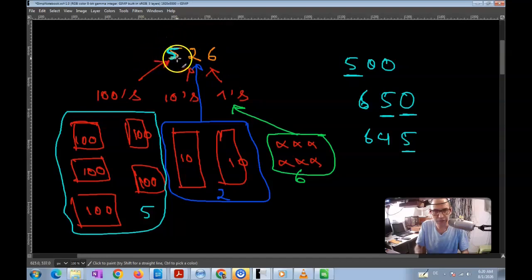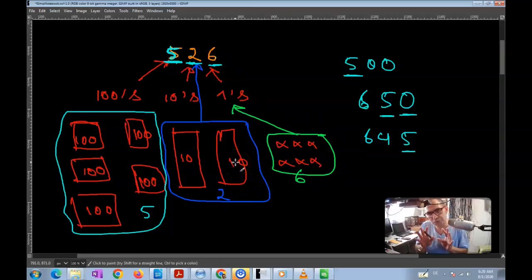Meaning that when you write 526, that's 526. So the 500 means 5 groups of 100. The 20 means 2 groups of 10. And the 6 means 6 groups of 1.